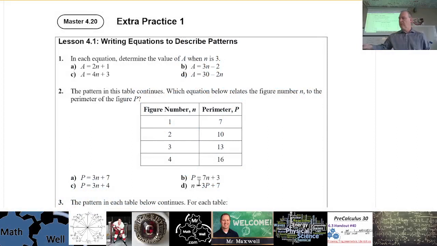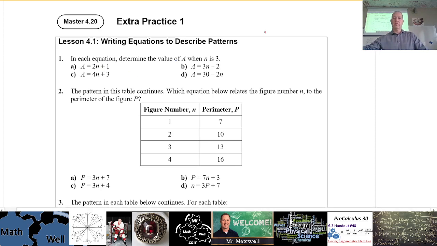All right, so chapter 4 review, guys. I'll do a few questions with you here. So 4.1, writing equations describing patterns. In each equation, for number 1, determine the value of a when n is 3. So if you remember, what we want to do is substitute 3 where n is.